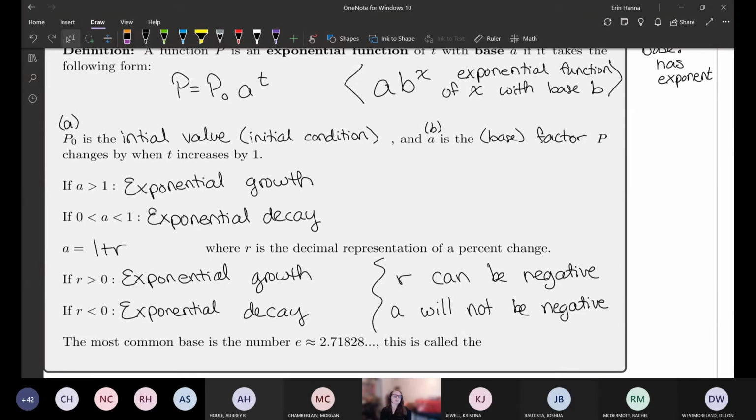The most common base is actually the number E. So E is actually a number that is approximately 2.71828. It continues on forever, just like pi. So we will never use E as a variable. If you ever see E in an equation or a question, it's the number. It's not a variable. Pretty much every mathematician has agreed to never use E as a variable. This is called the natural base.